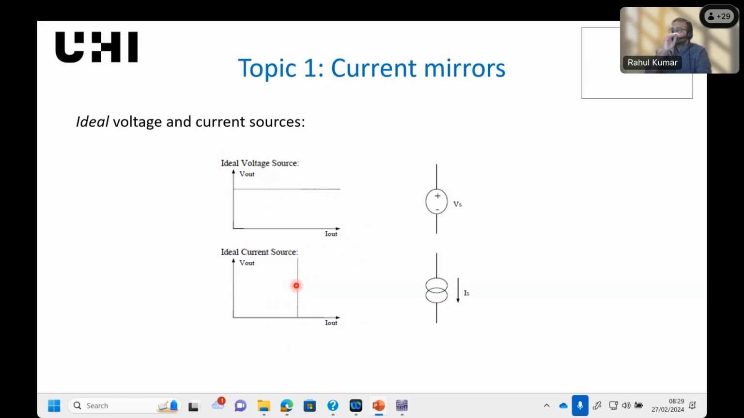They should give us a constant value of current in case of an ideal current source, and if it is an ideal voltage source, I should get a constant voltage irrespective of the input or the output resistance. We should always get a constant value. But obviously, this is ideal, this is not practical.